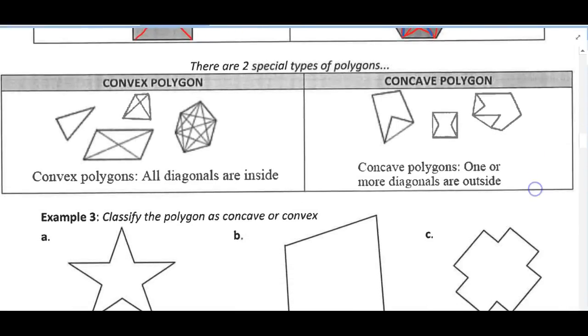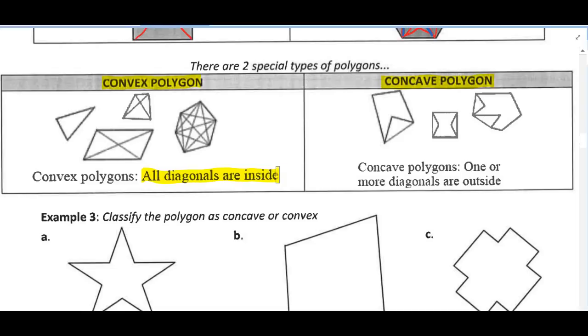The next topic in our video is two special types of polygons. We have convex polygons and we have concave polygons. So notice the difference here. For a convex polygon, I've got diagonals drawn in these 3. For my triangle, we don't have any diagonals, but for these other 3 figures, all of my diagonals are completely inside the figure. All diagonals are inside.